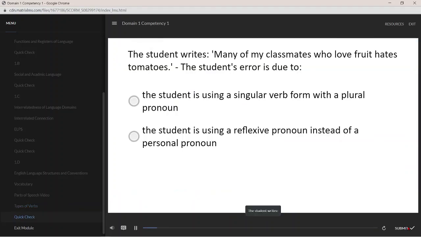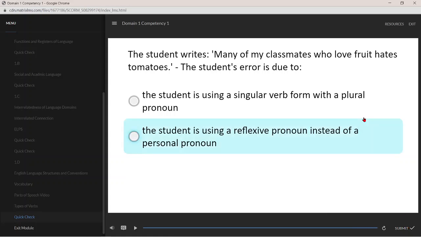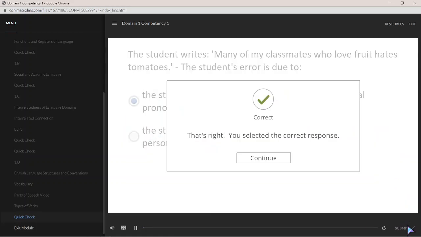The student writes, "Many of my classmates who love fruit hates tomatoes." The student's error is due to 1. The student is using a singular verb form with a plural pronoun, or 2. The student is using a reflexive pronoun instead of a personal pronoun. The correct answer is 1. The student is using a singular verb form with a plural pronoun.